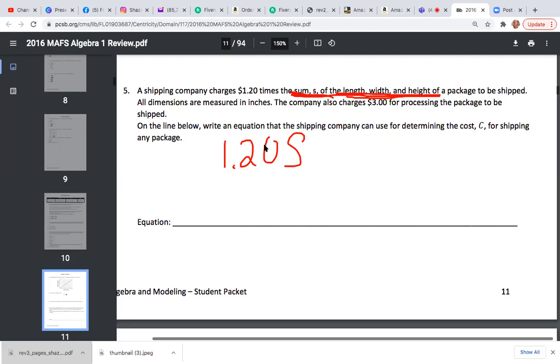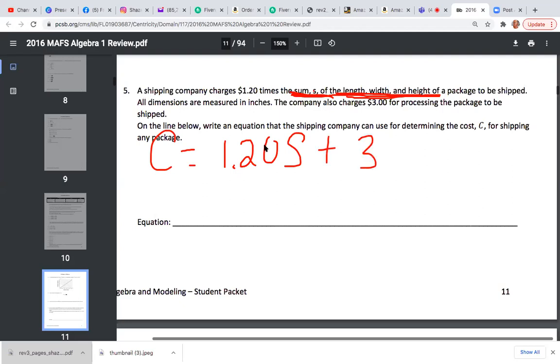So since the processing fee is $3 for processing the package, what would I add to this, guys? What would I add to this? $1.20 times S plus what, guys? Plus 3. Plus $3. And that's it.